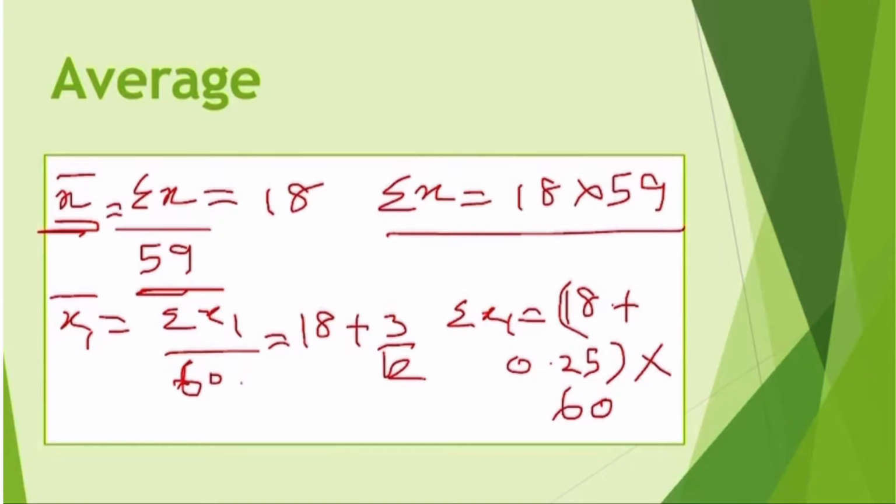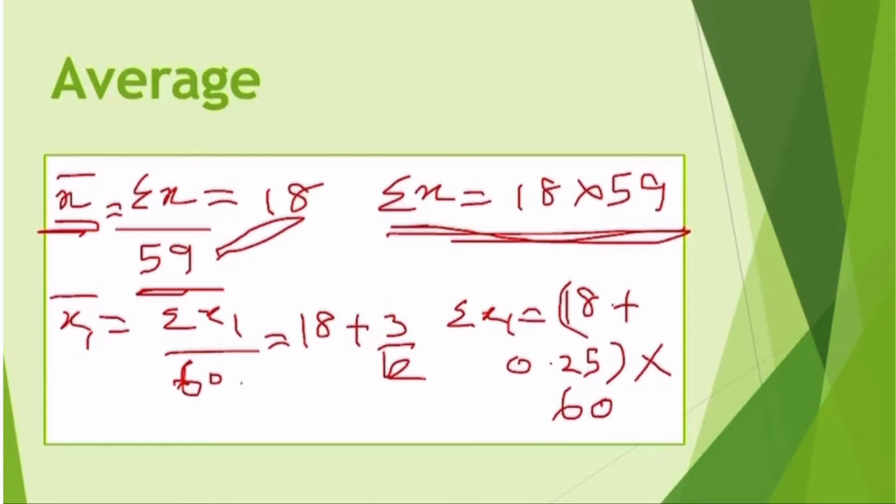We know the formula for average is summation of all the values divided by number of values. So summation is sigma x divided by the total number of students, 59. The average is 18. So here sigma x is equal to 18 into 59. We have taken this 59, which is in the denominator, in division. When we take it to the other side of the equation, it will become multiplication. So 18 into 59.